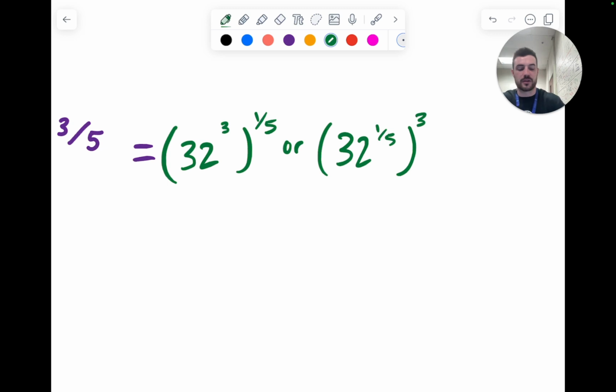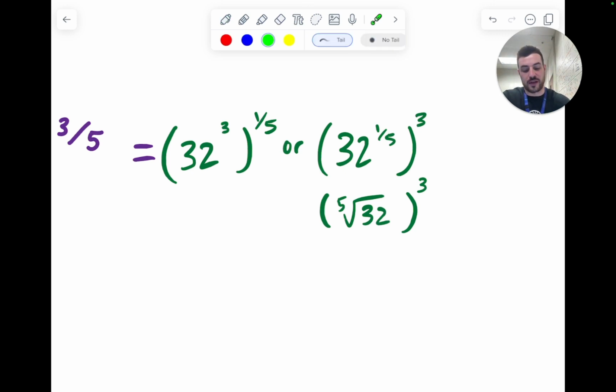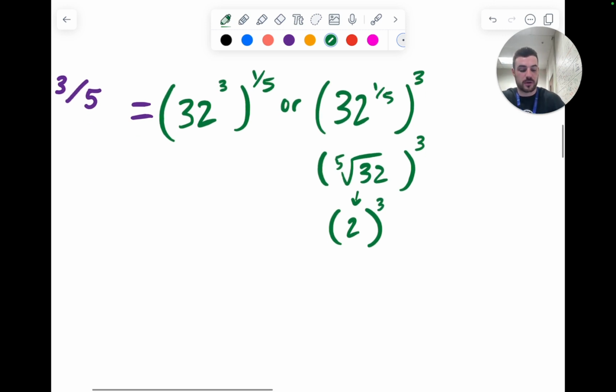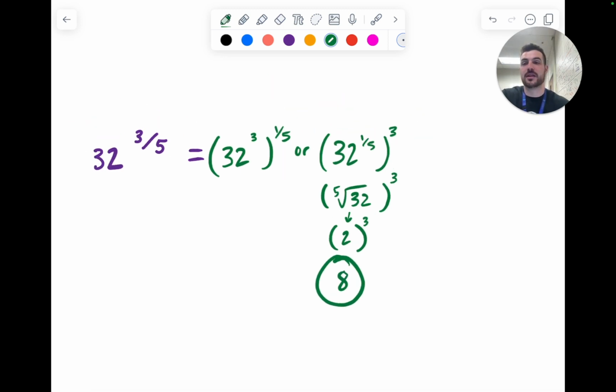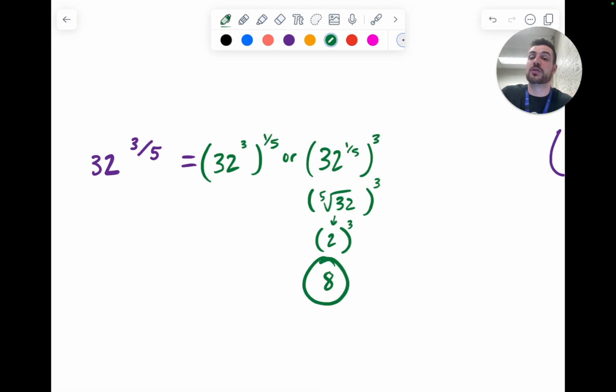Well, that's a little bit easier for us because raising something to the 1/5 power is the same thing as taking the 5th root of that value. And what that means is we are trying to think about what value to the 5th power is going to give us 32. Hopefully we know that that answer there is 2. So we can rewrite that and simplify the 5th root of 32 as the number 2. And now we have 2 to the 3rd power, which is really 8. So our answer of 32 to the 3/5 power is going to simplify to 8.